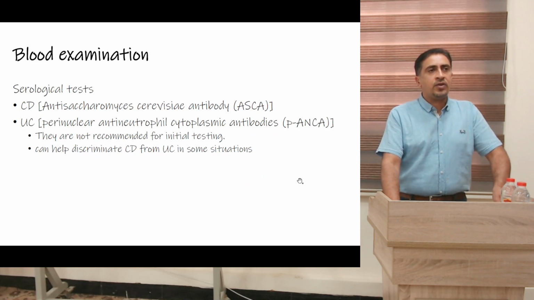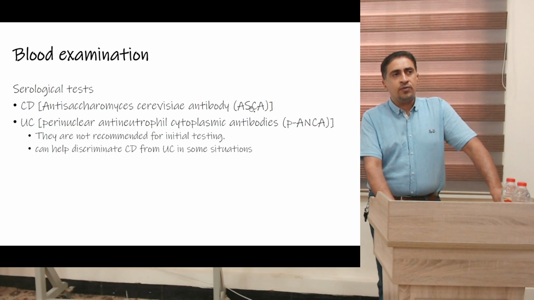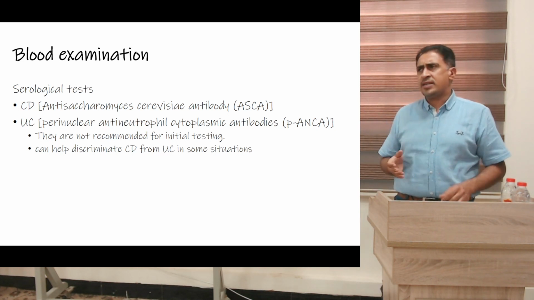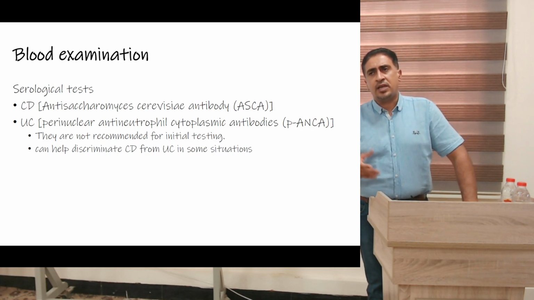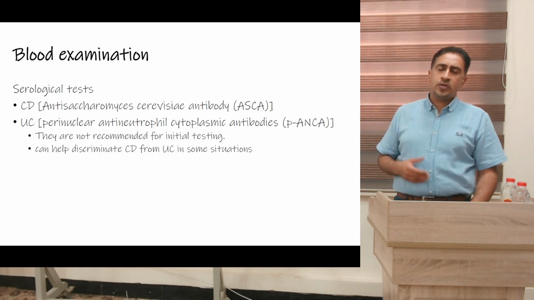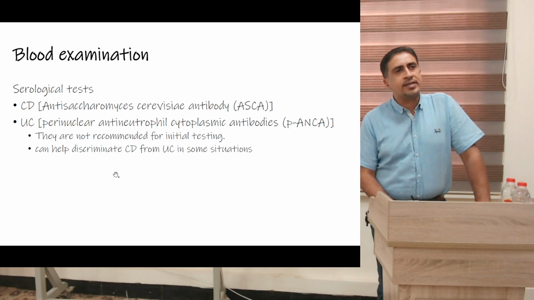Other serological tests which are rarely used nowadays are ASCA for Crohn's disease and ANCA for ulcerative colitis. They are not recommended for initial testing, but can help to discriminate Crohn's disease from ulcerative colitis. As I said, they are rarely used nowadays because we depend on the clinical features, endoscopy findings, and histology, in order to categorize whether this patient has Crohn's or ulcerative colitis.